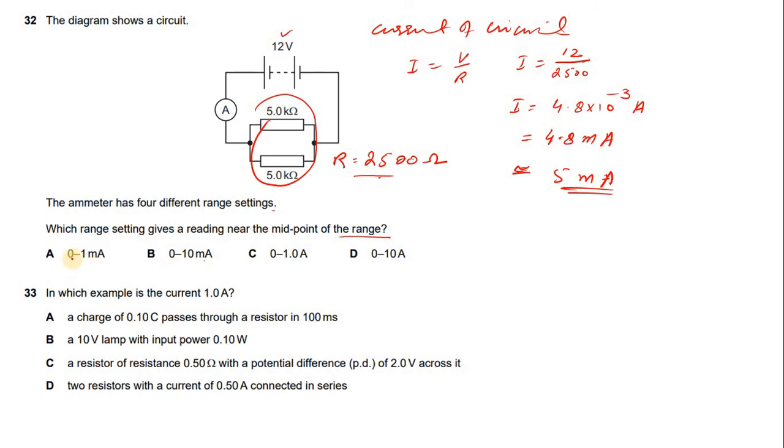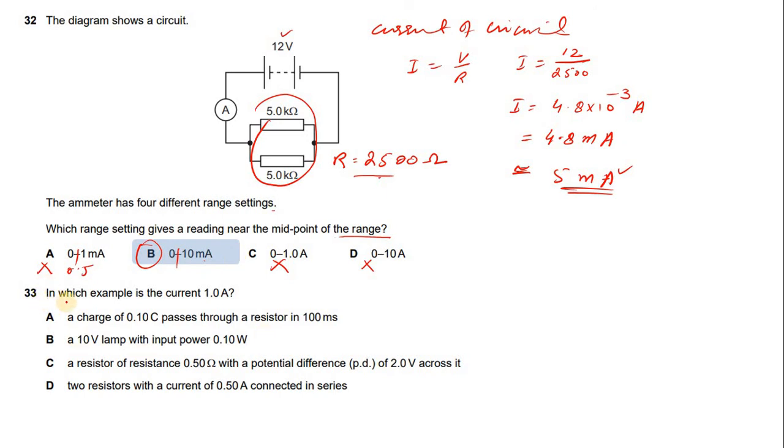It cannot be 0 to 1, because half of this is 0.5. So A is wrong. And we have a current in milliampere, so option C and D are gone. So 0 to 10 milliampere, and 4.8 is in between 0 to 10. So option is B.